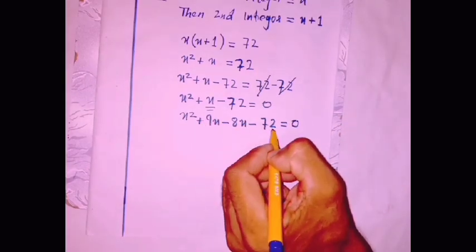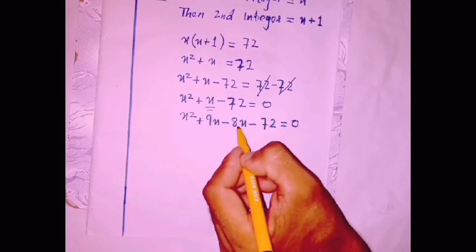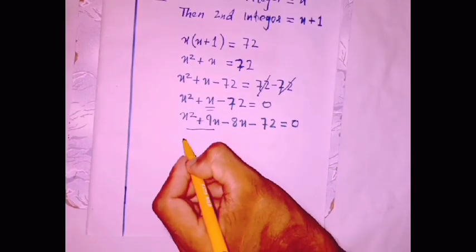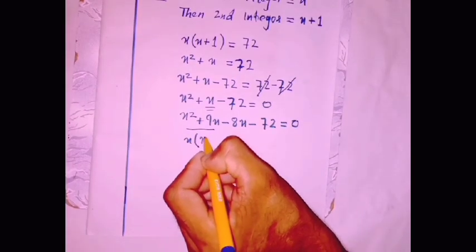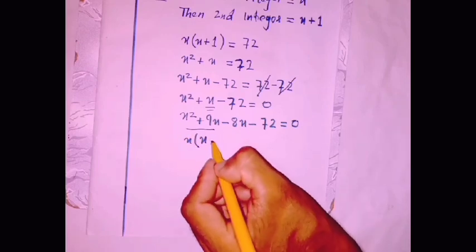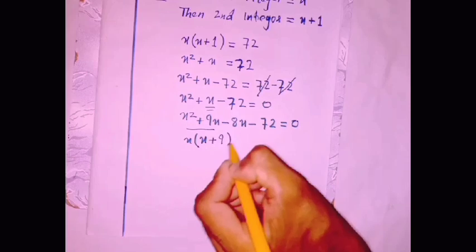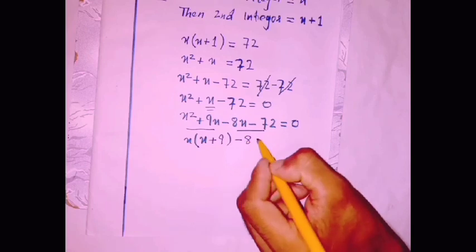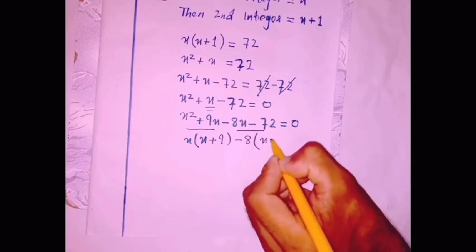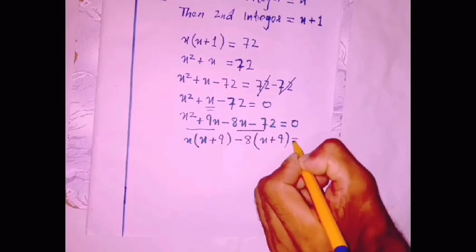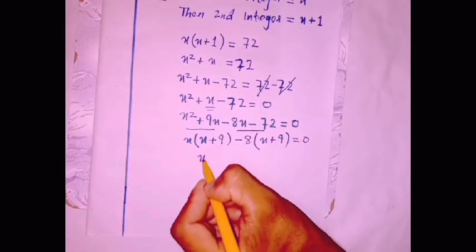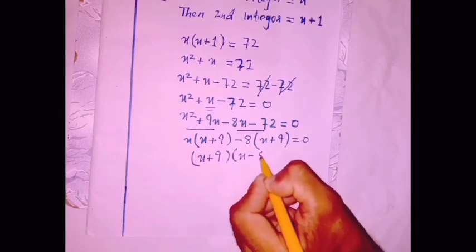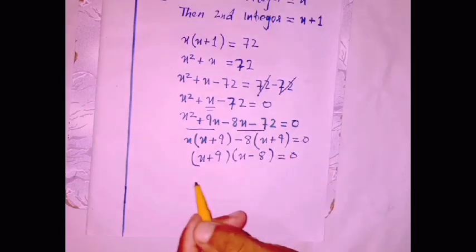Now if we multiply plus 9x and minus 8x, we get minus 72 x square, and if we add we get x. So from the first two terms, if we take x common, we get x plus 9. And from the second two terms, if we take minus 8 common, we get x plus 9 is equal to 0. Now we can write x plus 9 into x minus 8 is equal to 0.